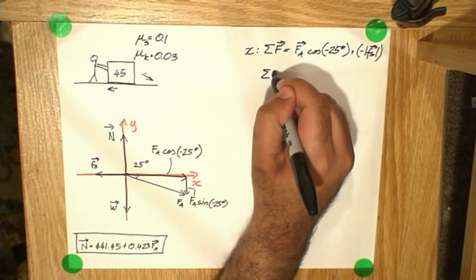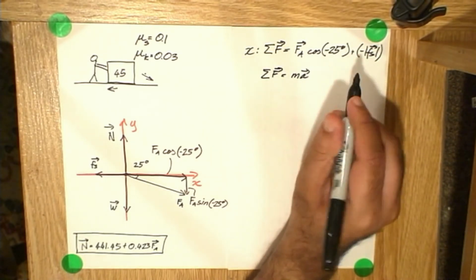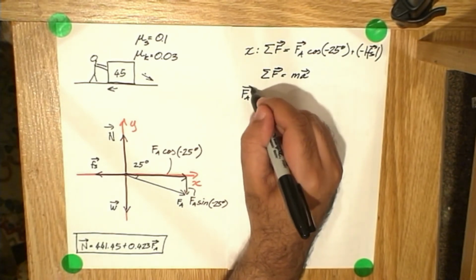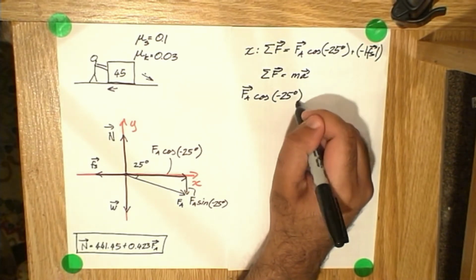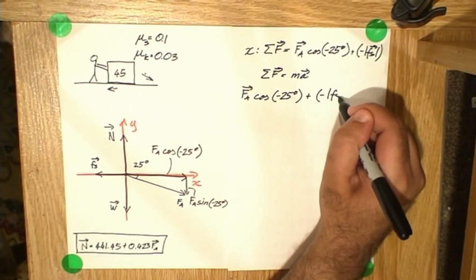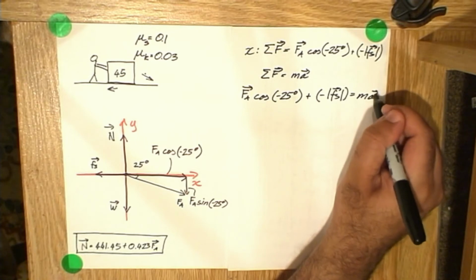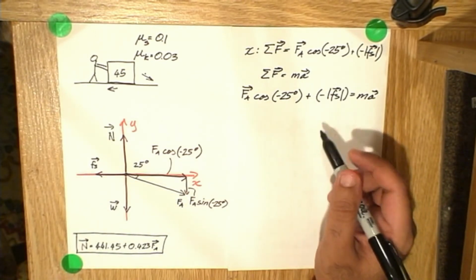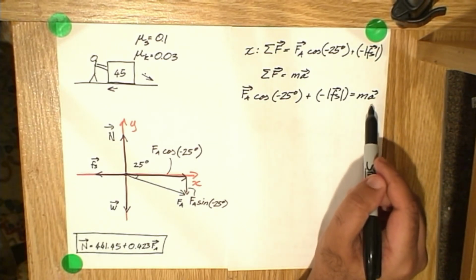But, of course, total force is equal to mass times acceleration. So we can say that the applied force times the cosine of negative 25 plus the negative static friction is equal to mass times acceleration. Now, if we've just started moving this, then that means that the acceleration is infinitesimally greater than 0.